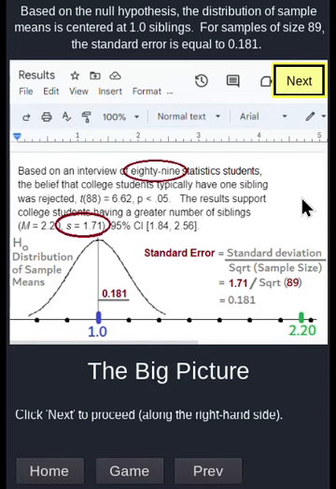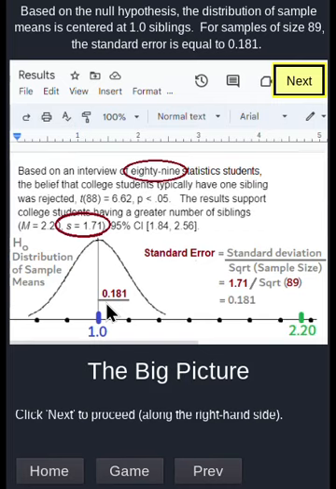Now, if we were to hand calculate the single sample t-test, we would need to be able to figure out what is our standard error. And as you know, the formula for a standard error is the standard deviation divided by the square root of the sample size. And that information is provided in this write-up. 89 is the size of our sample, and the estimated standard deviation is 1.71. So our standard error is calculated as the standard deviation of 1.71 divided by the square root of our sample size, which is 89. And so we get a standard error of 0.181.